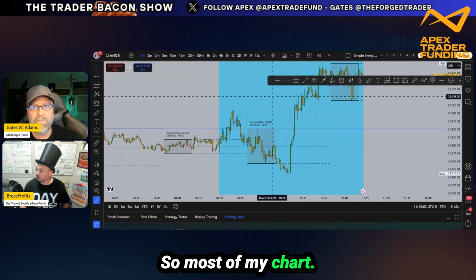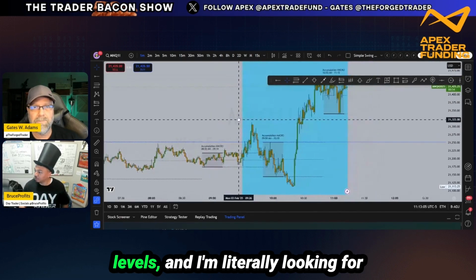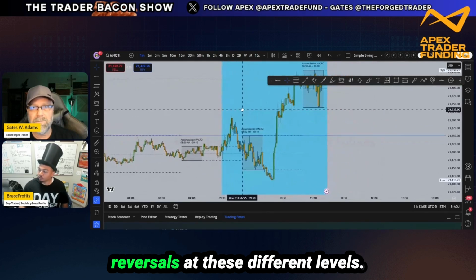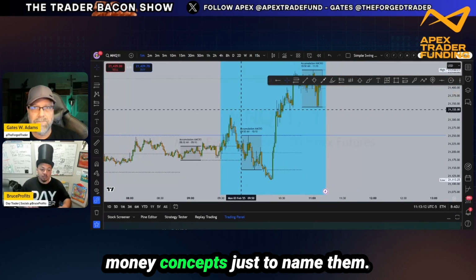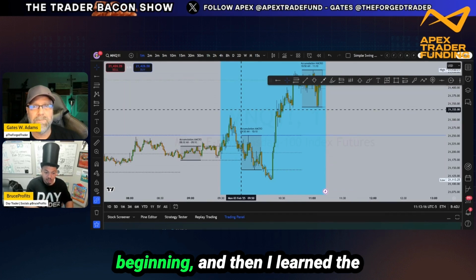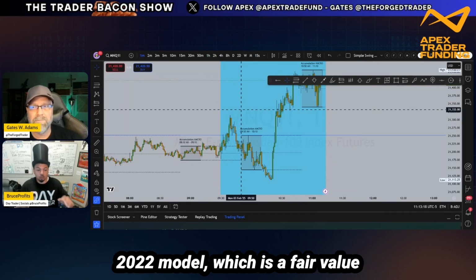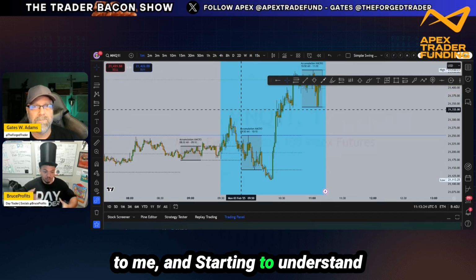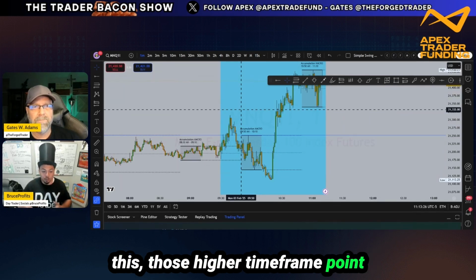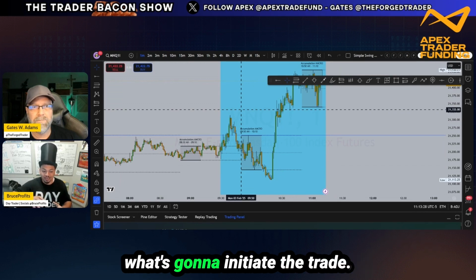So most of my chart has a lot of indicators and levels, and I'm literally looking for reversals at these different levels. Now, I've studied a lot of different smart money concepts. Just to name them, optimal trade entry was my beginning. And then I learned the 2022 model, which is a fair value gap. But what's really most important to me, and I'm starting to understand this, are those higher time frame points of interest. You want to know what's going to initiate the trade.